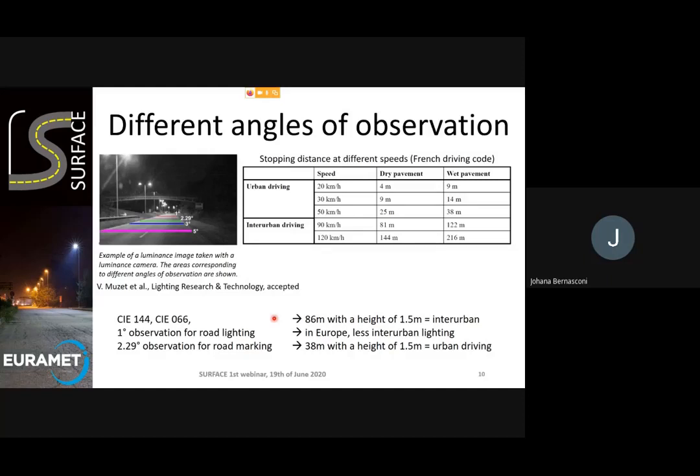So one goal of the surface project is to revise those angles. And one possibility would be to use 2.29 degree, which is used for road marking and which corresponds to more of urban driving. And this will be explained also in a presentation, as Paola already showed. There will be a presentation on the subject.